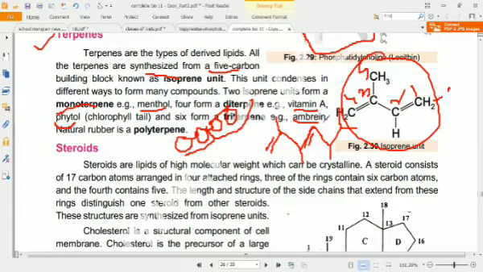And triterpene is amberine, and that actually acts as an analgesic in different plants. Natural rubber is a polyterpene, like lots of units of isoprene are over there.